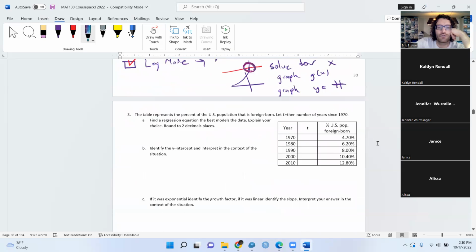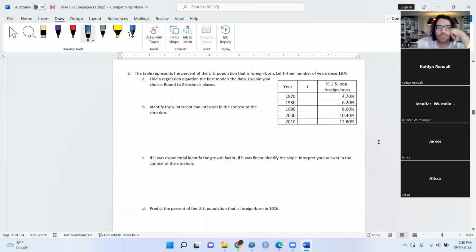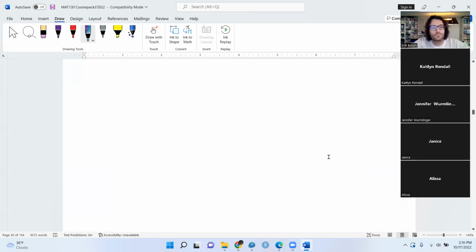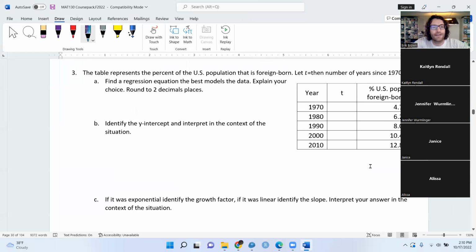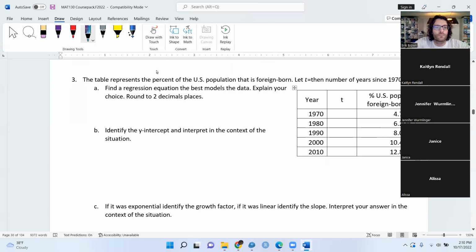Okay, how are you all on number 3? Do you think you can do that problem? You want to try it? Let me mention, while you're thinking about it, a couple things. This is vague. It should say: find a regression equation that best models the data.